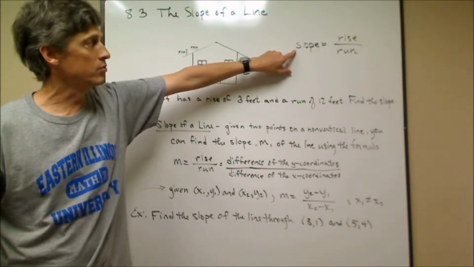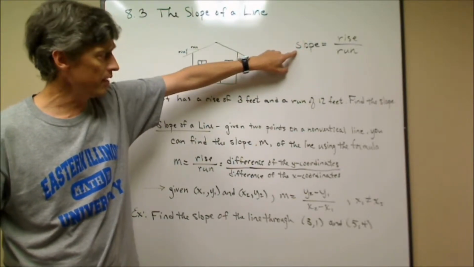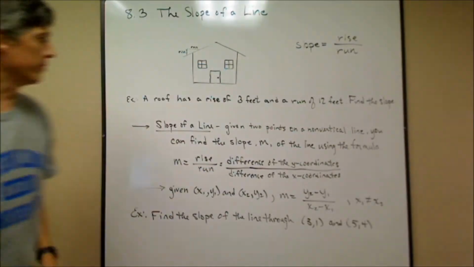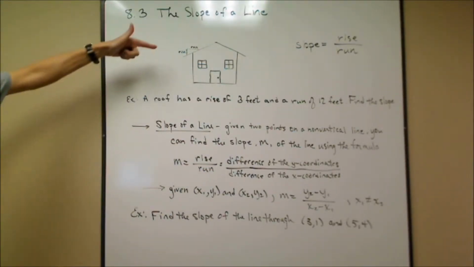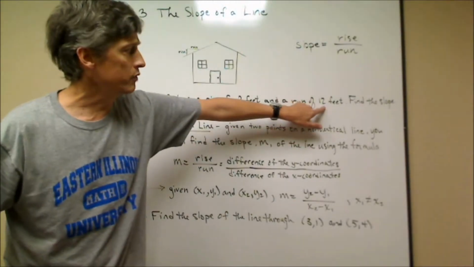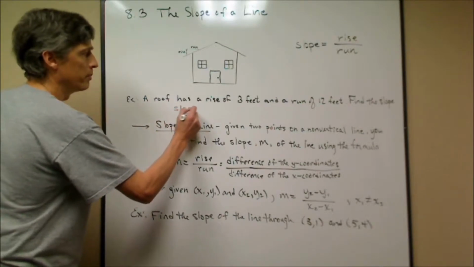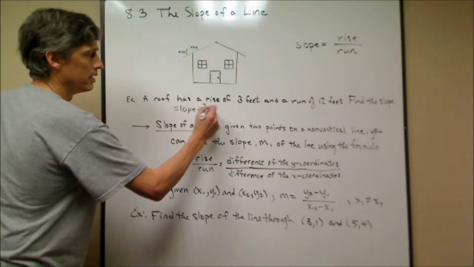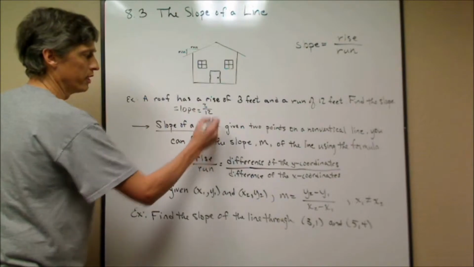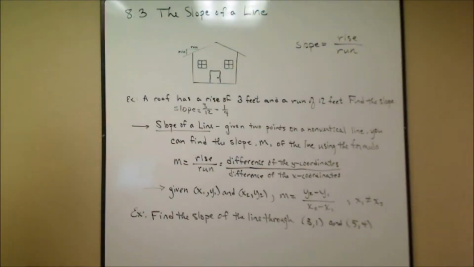Slope is the rise compared to the run. It's a ratio, just like we had in the last unit. It's the rise to the run. Now here's an example. My roof has a rise of 3 feet and a run of 12 feet, and I want to find the slope. Well, my slope would be the rise compared to the run. So it would be 3 to 12, which simplifies like a fraction to 1/4. And we would say the slope of that roof would be 1/4.